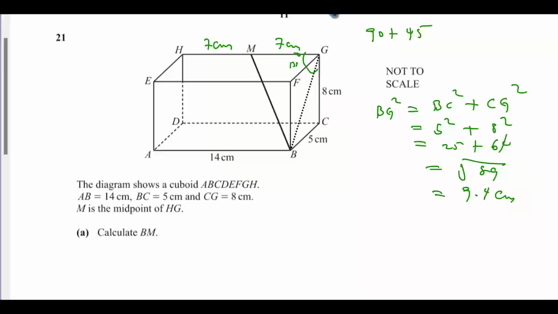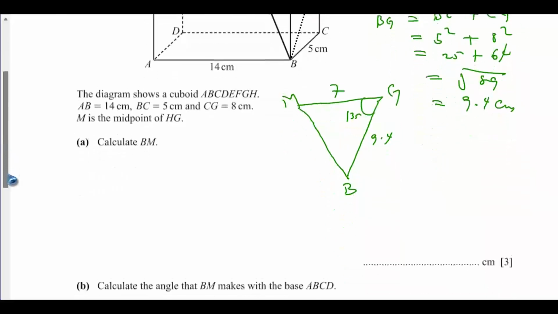Okay, I think I can draw the rough sketch here. From here we already have BM to be this. This is M, and this is B. If you draw a line like this, and draw another one like this, this will be point G. So BG is now 9.4, MG is 7 centimeters, the angle here is 135 degrees. So we can now get BM using cosine rule.